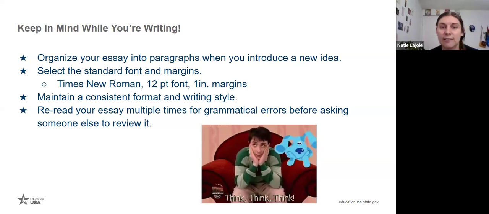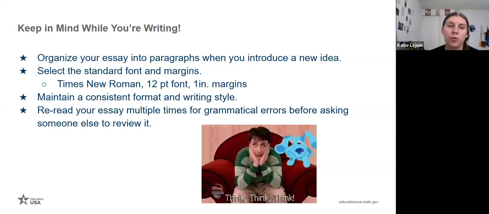Make sure you maintain a consistent format and writing style. So don't change up if you're doing a lot of long sentences with commas. Don't suddenly change to short sentences with a lot of periods. Figure out what your style is. How does your voice sound the best? And maintain that throughout the whole piece.